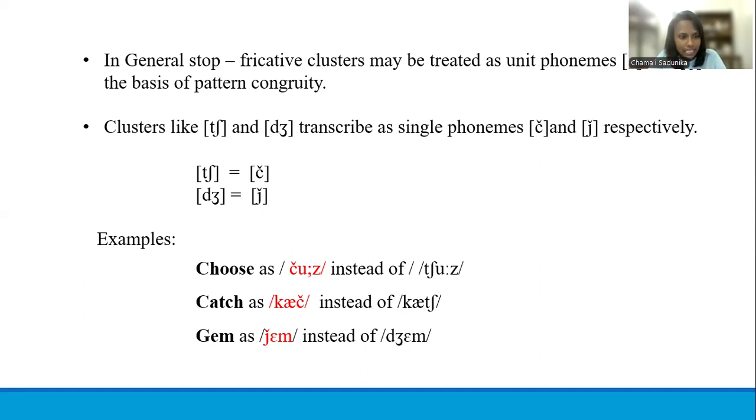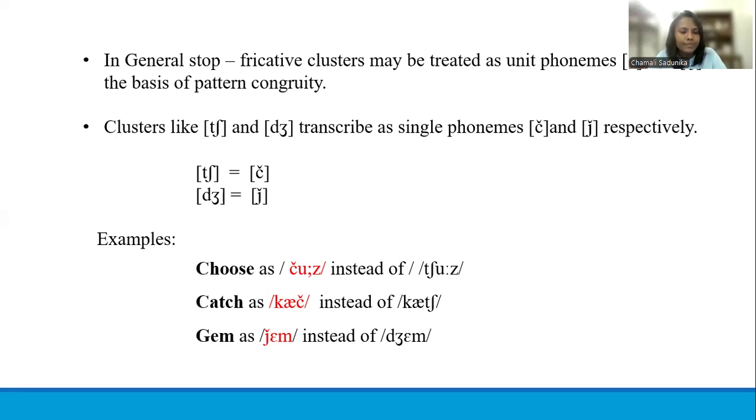It is a letter in the Latin alphabet derived from J with the addition of a caron. Caron is a diacritic mark that is commonly placed over certain letters to indicate a change in the letter's pronunciation. So you can see it is transcribed easily with that mark. You can see the examples also: choose, with that one single phoneme, and also catch and gem. Instead of using this voiced post-alveolar affricate cluster, you can transcribe it as a single phoneme, as in gem.